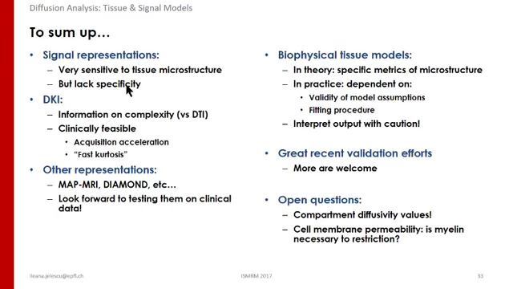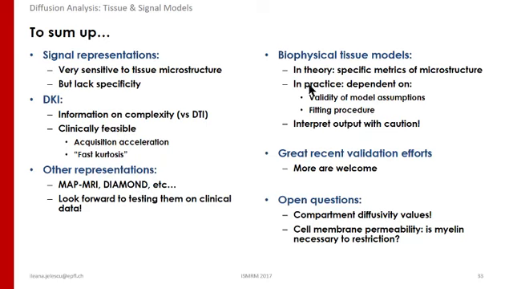So to sum up, signal representations are very sensitive to tissue microstructure. Their downside is that they lack specificity. But I think it's important, again, to stress that DKI does provide information on complexity compared to DTI, and it's now becoming really clinically feasible. There are other representations out there, and we're really looking forward to hearing from them on clinical data.